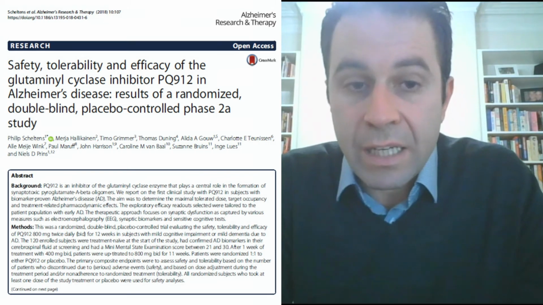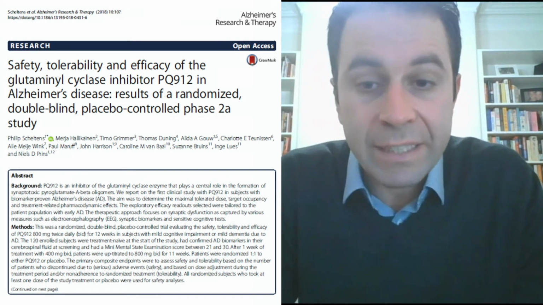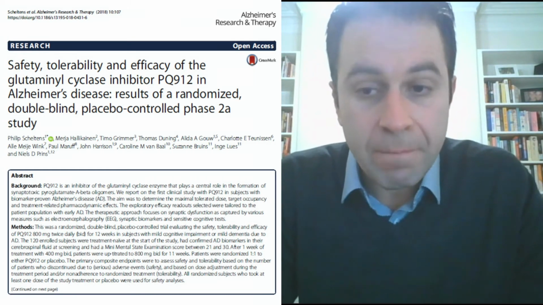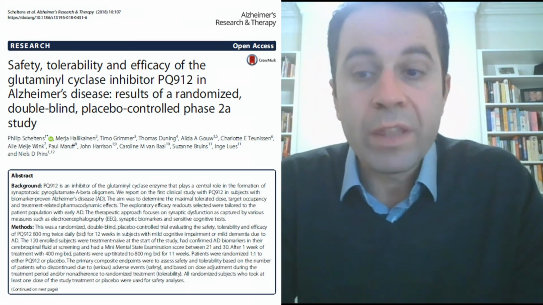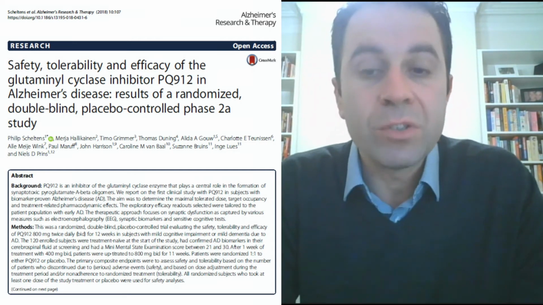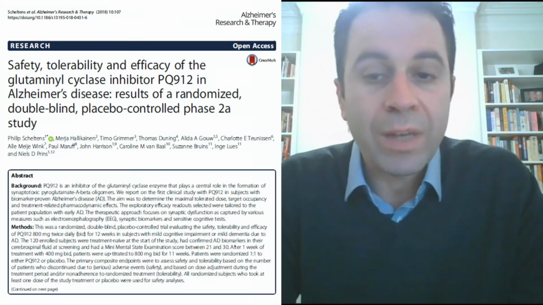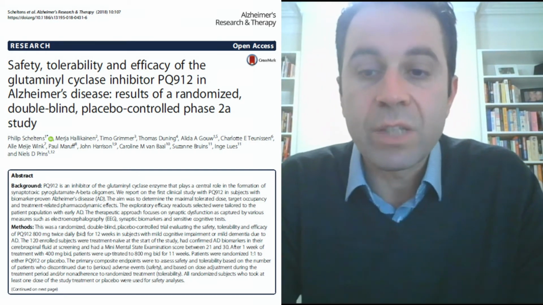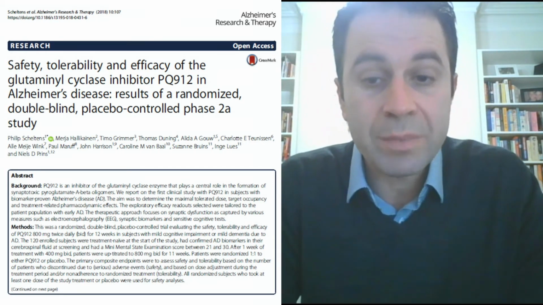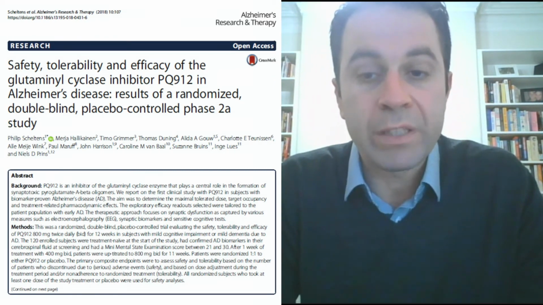Now, this was a study that was published by Scheltens and colleagues in 2018, and it was a phase 2A study, with the objective to investigate the highest dose of PQ912 that was used in an earlier phase 1 study. And it was also aimed to evaluate safety and tolerability signals in subjects with MCI due to Alzheimer's disease or mild dementia due to Alzheimer's disease after 12 weeks of treatment.